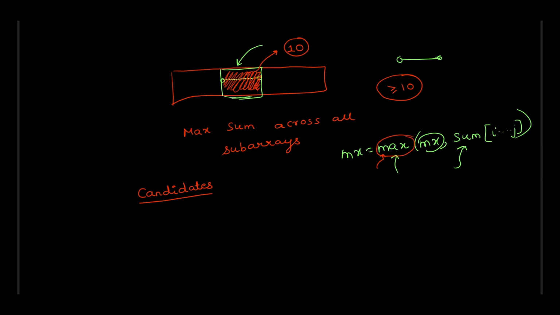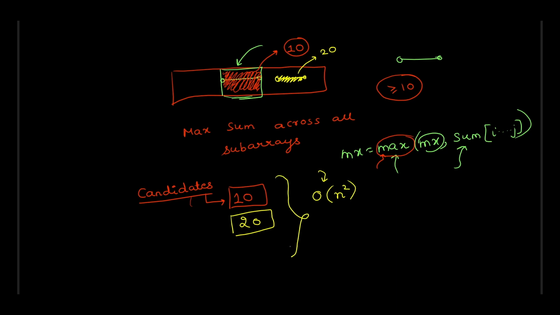So this means that if this subarray has sum 10, this is a possible candidate for the final maximum. So you maintain a candidates list. Then when you explore other subarrays, suppose you explored this subarray and it has a sum of 20, then this is also one possible candidate for the maximum. So you add it to the list over here. If you keep on doing this, you will get O of n square candidates because there are these many subarrays, and then you take the maximum out of all possible candidates.